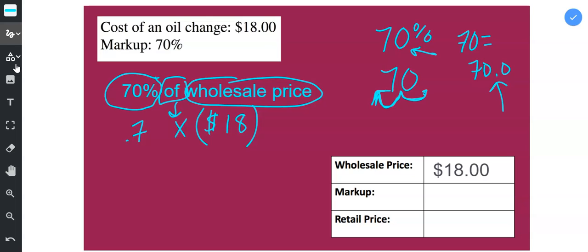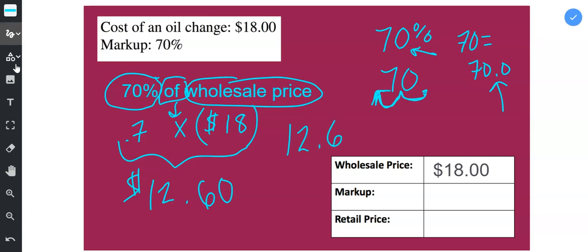Then I take a calculator and I'm going to multiply 0.7 times the $18, and I get $12.60 exactly. So I don't have to round in this case. Now in my calculator, it actually read 12.6, but with money, we need 2 decimal places. So that's why I went ahead and I added a 0 there on the end, because I knew that 12.6 is the same as 12.60.